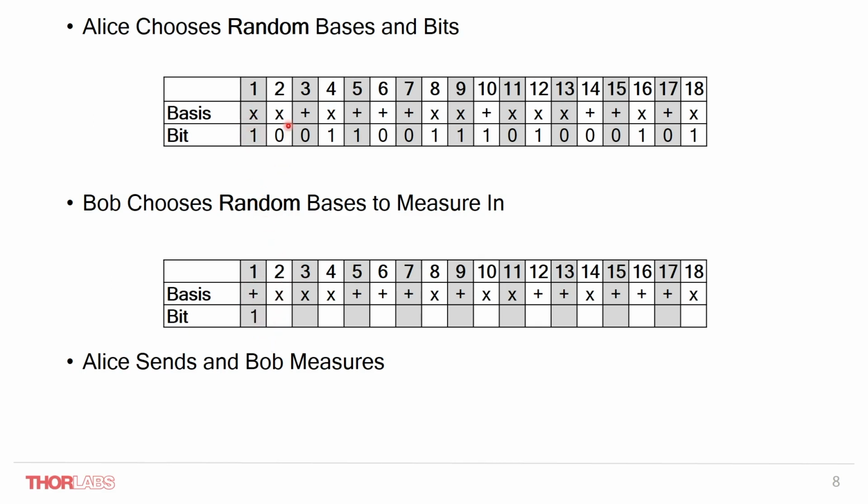Now let's look at the second case. Alice sends in the X bases a 0, and Bob measures in the X bases.